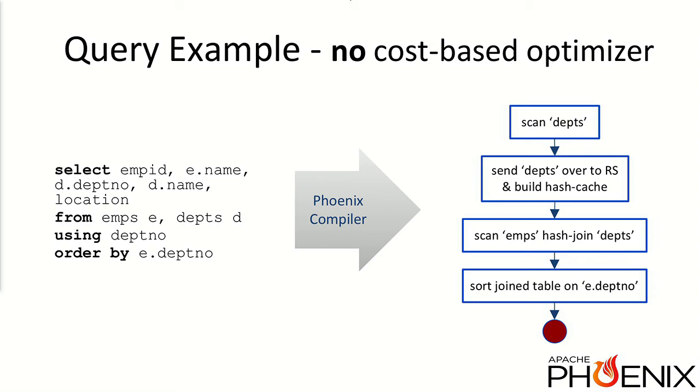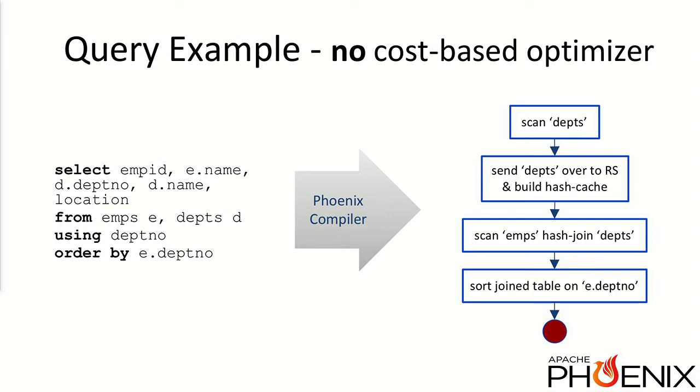So here comes the query example. Imagine we have two tables. One is the employee table, and the other is the department table. Our query is going to join the two tables together and output them in the order of department number. This slide shows what the existing standalone Phoenix compiler is going to generate as the execution plan for this query. This is a list of things that will be done here.